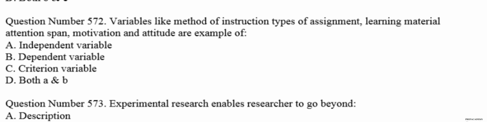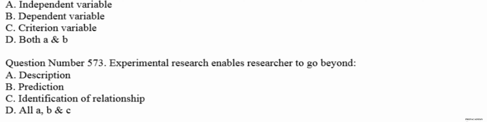Question number 572. Variables like method of instruction, types of assignment, learning material, attention span, motivation, and attitude are examples of A. Independent variable. B. Dependent variable. C. Criterion variable. D. Both A and B. The correct answer is option D. Both A and B.